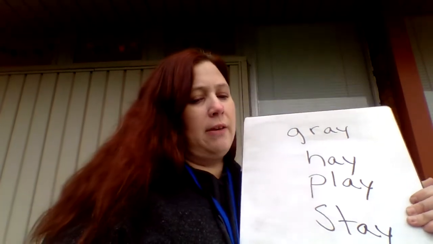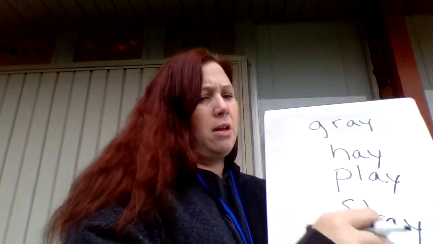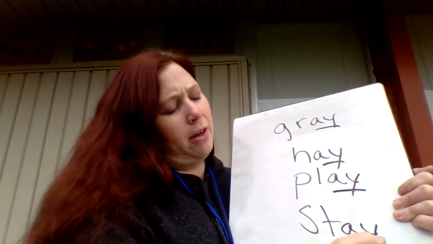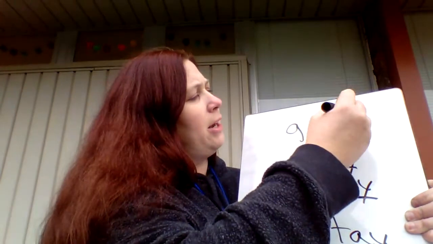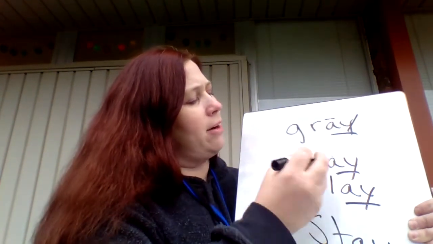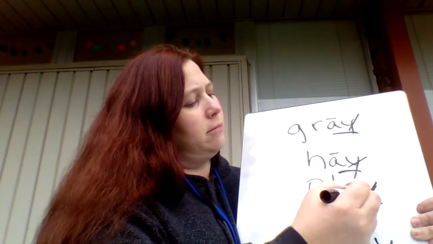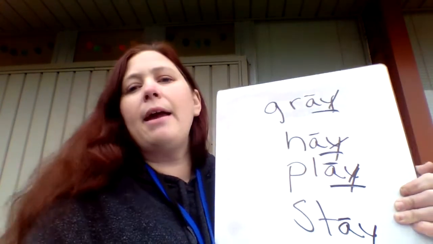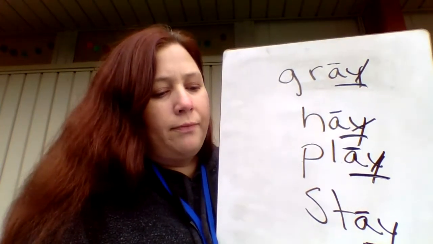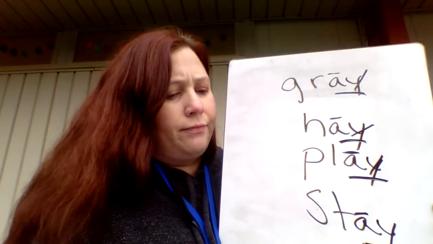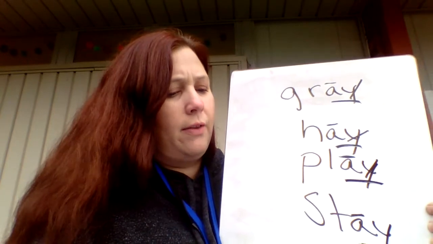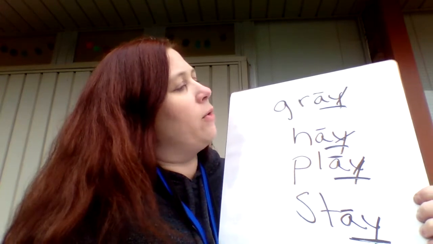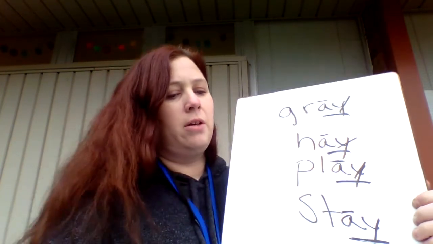When we have words like this, when we code them, we're going to underline the A-Y, scratch off the Y, and put a macron on the A. Because we aren't actually saying the Y, it's just making that A say its name, A. So that's how we would code it. And then this is a vowel digraph because we hear the A in it. It makes a vowel sound. So it's a vowel digraph.